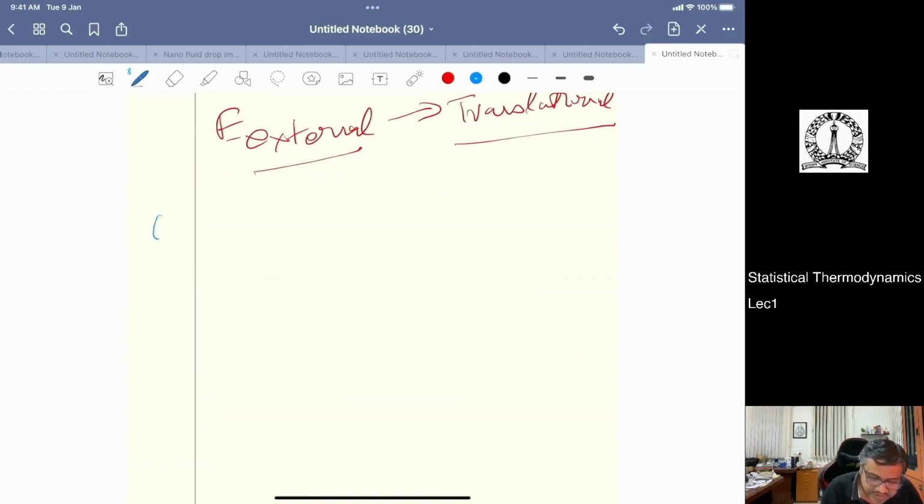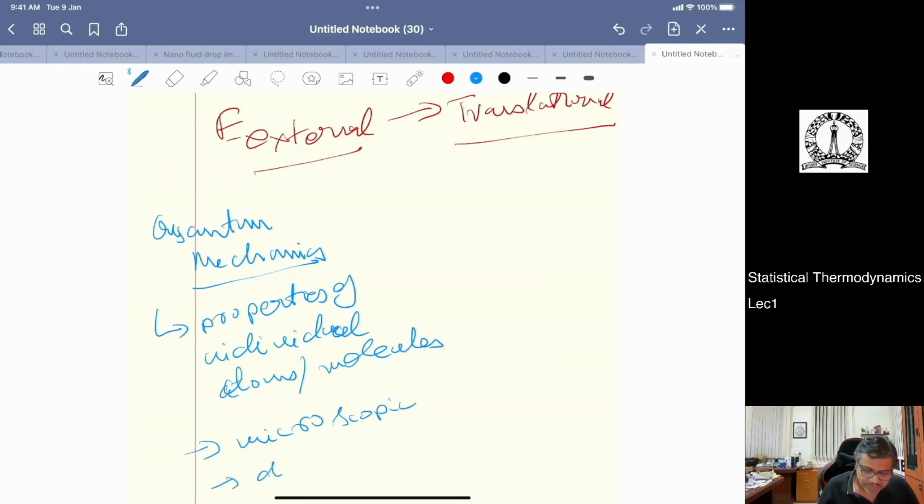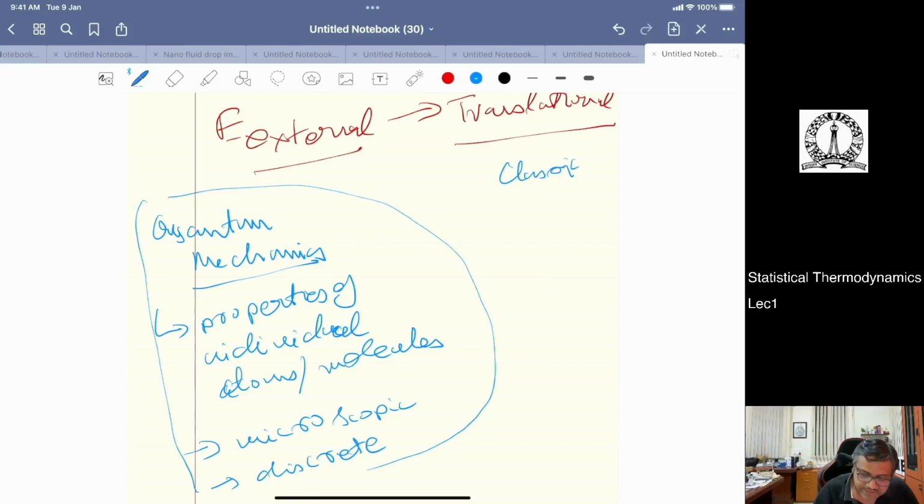So on one side, you have quantum mechanics. So what does quantum mechanics do? Quantum mechanics looks at the properties of individual atoms or molecules. Of course, it is microscopic, and it is discrete. So these are all hallmarks of quantum mechanics calculation. Then on this side, you have classical thermodynamics.